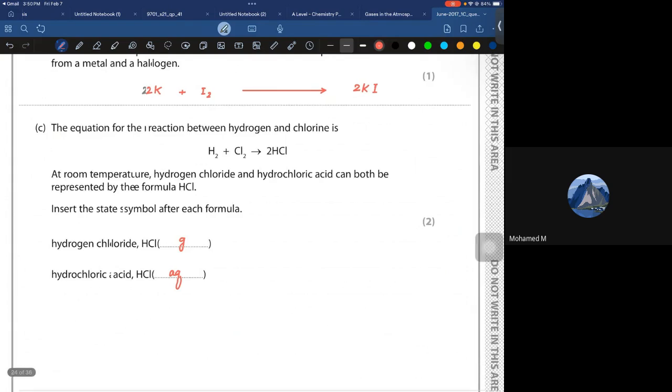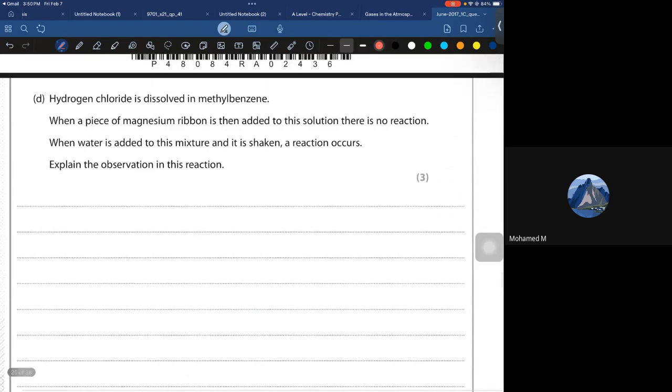This is general knowledge. Hydrogen chloride is dissolved in methyl benzene, and when a piece of magnesium ribbon is then added to this solution, which contains HCl, there is no reaction. Why is there no reaction? When water is added to this mixture and it's shaken, a reaction occurs. Explain the observation. You have dissolved HCl in methyl benzene, and now they are saying that there is no reaction.